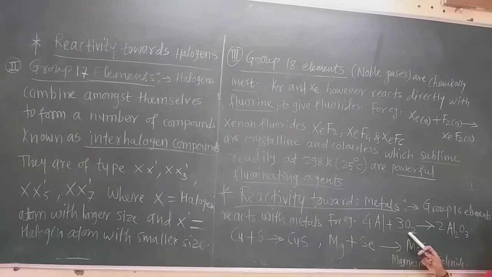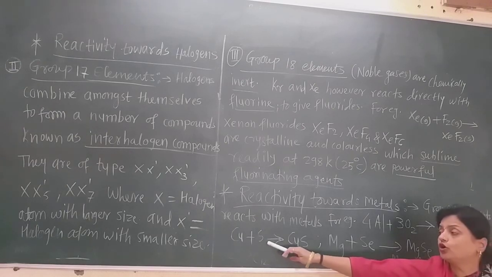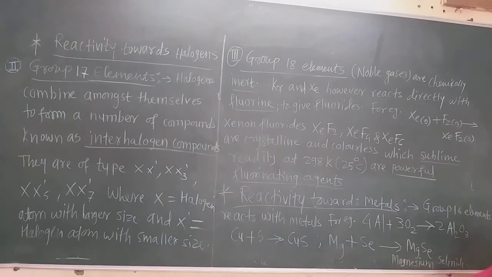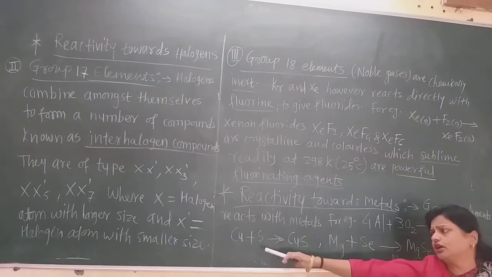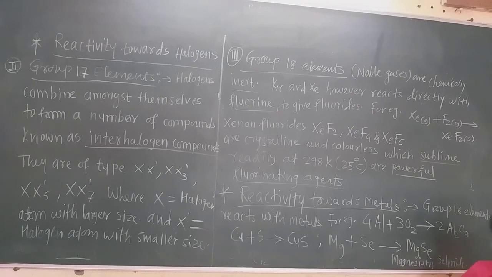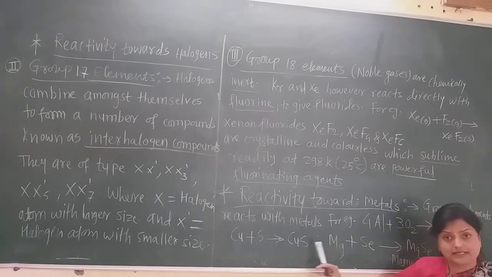4 aluminum atoms react with 3 molecules of oxygen to give 2 molecules of aluminum oxide, also called alumina. Now again, sulfur, the second element of group 16, also reacts with many metals. Here is the reaction with copper metal, and it forms copper sulfide.